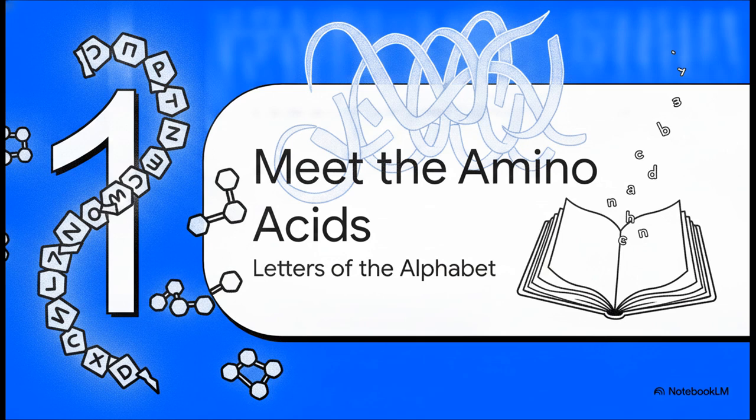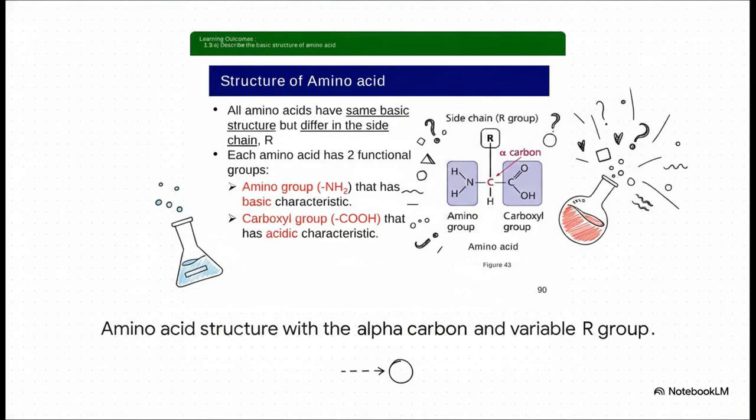Let's start with step 1, meet the amino acids. To really grasp the whole protein, we first have to zoom way in and meet the basic building blocks that make up that biological alphabet. Every amino acid shares a common core attached to a central alpha carbon. You've got an amino group, which has basic characteristics, an acidic carboxylic group, and a simple hydrogen atom. But they differ completely based on one crucial element, that unique R group side chain hanging off the core.